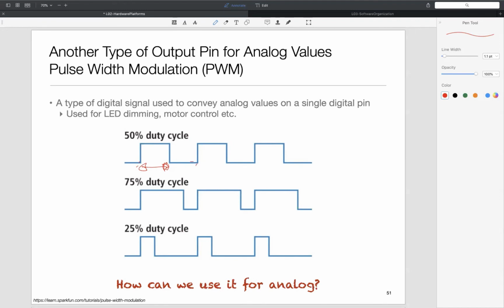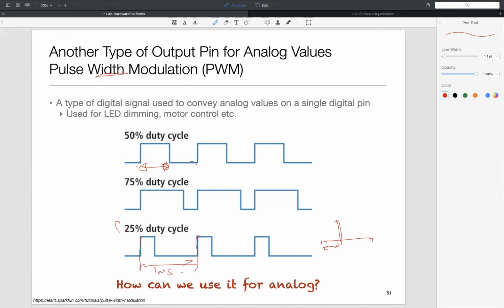So I may send a signal at some base frequency. Let's say the period is one millisecond, for example, and then the fraction for which the signal is high within it indicates the value. This is called pulse width. There is a counterpart called pulse position, in which case, again, I will have a period, and the pulse of a fixed width will come at a particular location, and the location indicates what the analog value is.